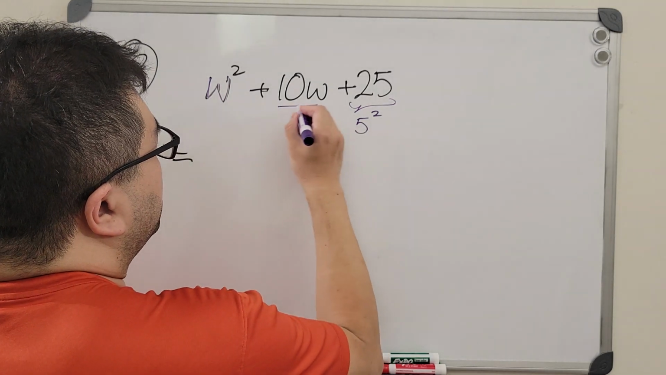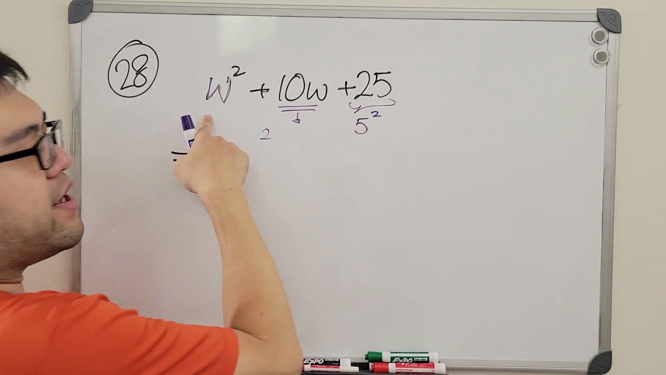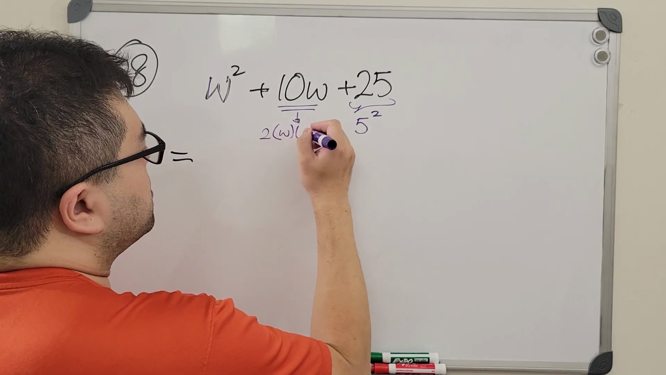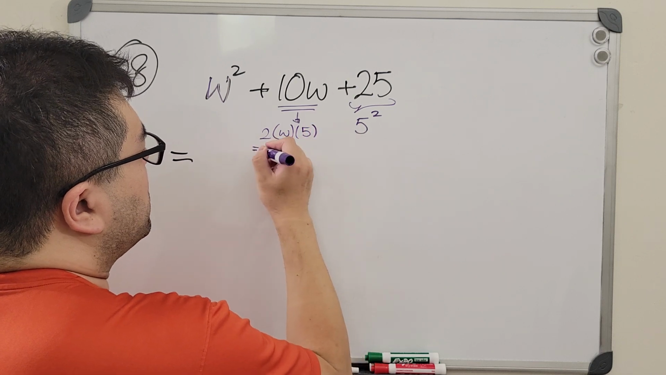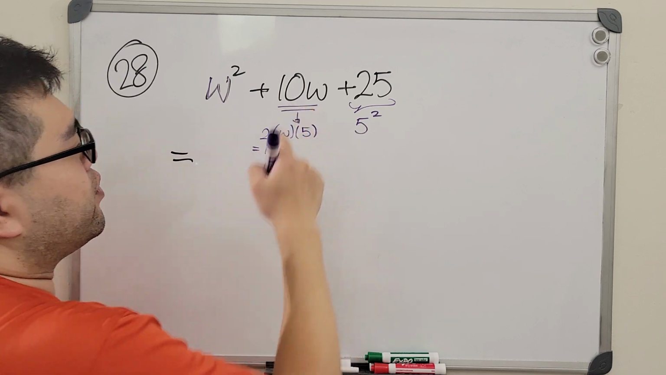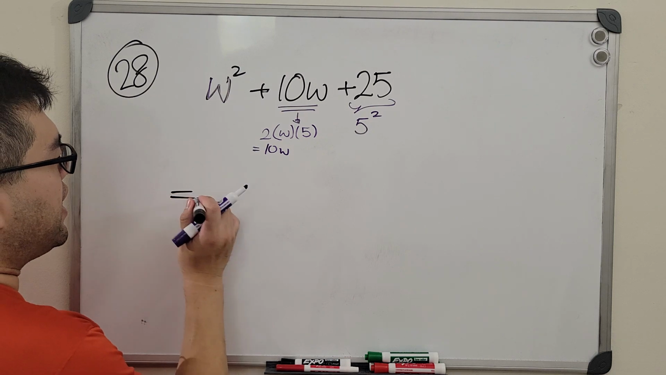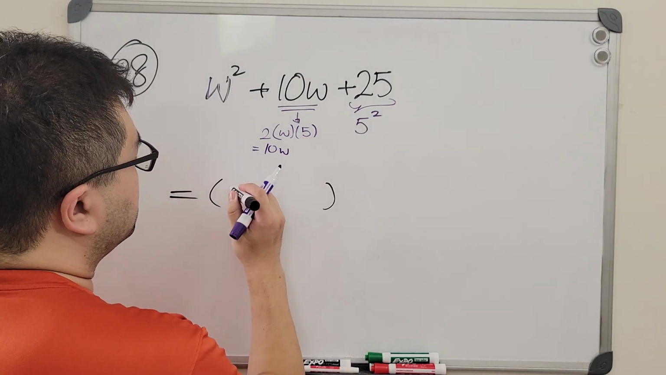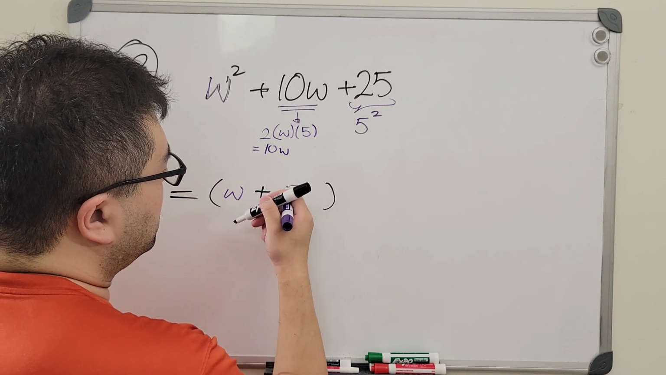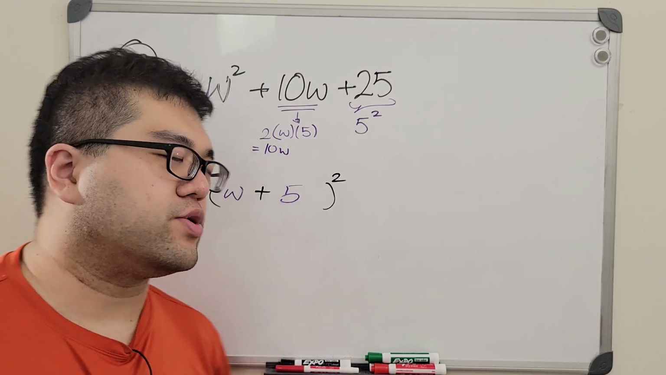Then for the middle term here, we need to check. If we assume that a is w and b is 5, then 2ab will just be 2 times w times 5, which is equal to 2w times 5, which is 10w. Is that what we have here? Yes, it actually matches. So we can use the formula. So we get a plus b quantity squared, w plus 5 squared. And that is our answer.